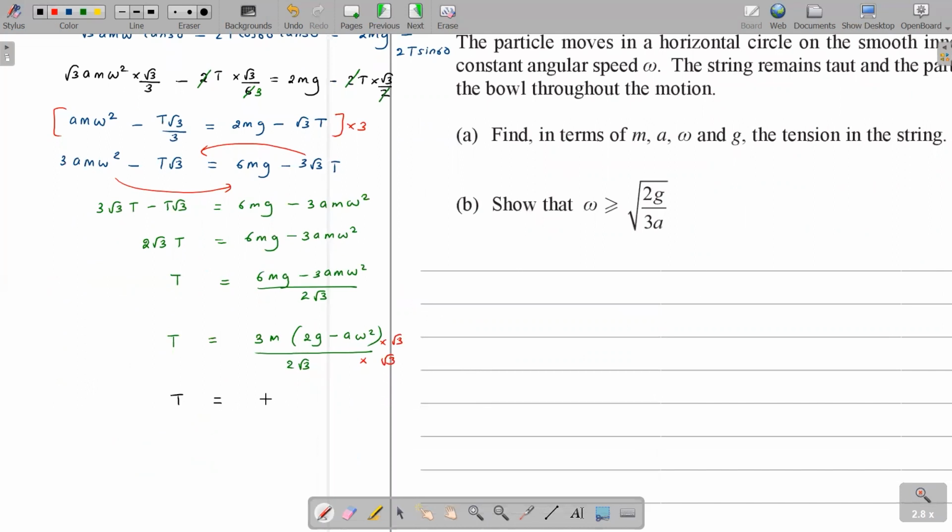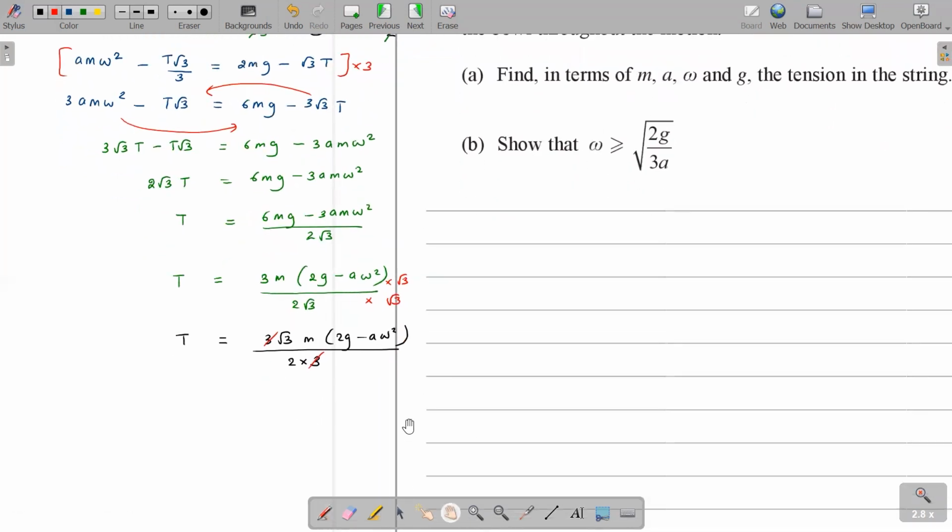So I get here 3 root 3m, 2g minus a omega square. 2 root 3 into root 3 is 2 times 3. It's 6. Basically 3 will cancel off here. Right? So I end up getting tension equals root 3m over 2g minus a omega square.